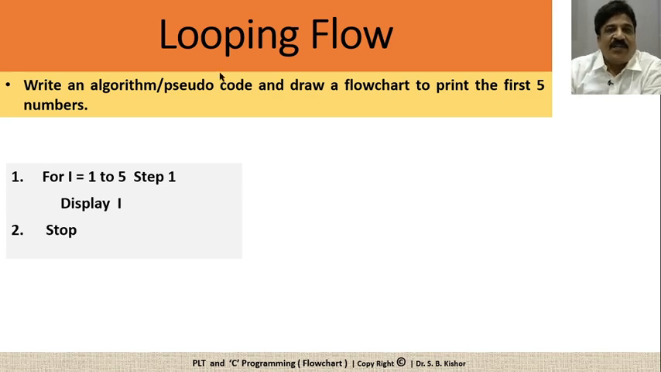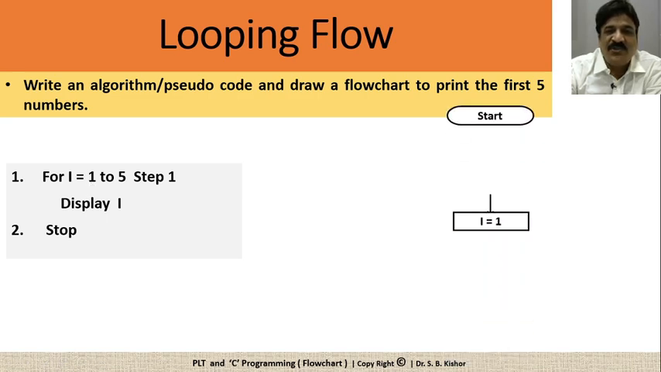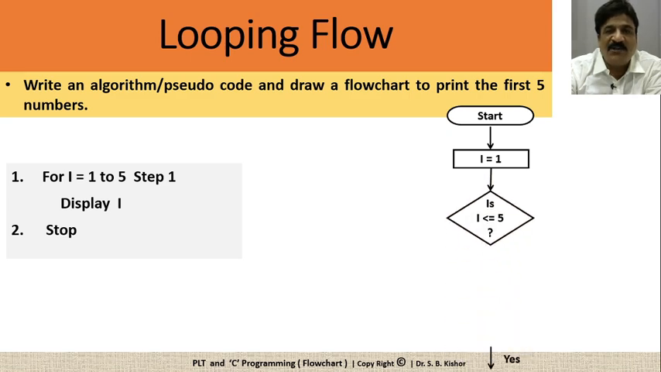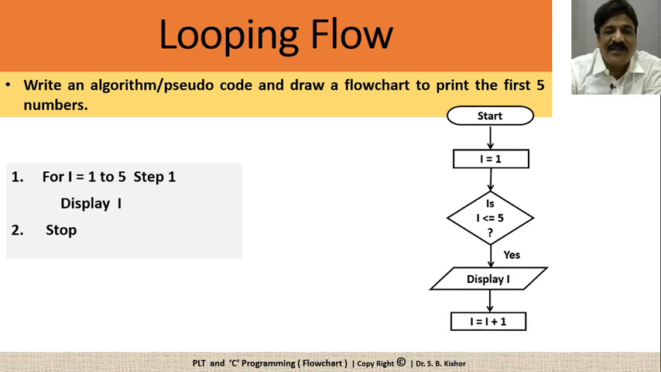Now flowchart based on looping statements. A flowchart to print the first 5 numbers. The first number is 1, and then check whether 1 is less than 5. If it is true, then display the value of I, and this process will be continued. So start, initially the value of I is 1. Check whether 1 is less than 5. If it is so, display the value of I. Then increment the value of I by 1, and this process will be continued, that is, checking the condition. So this is nothing but your loop part.